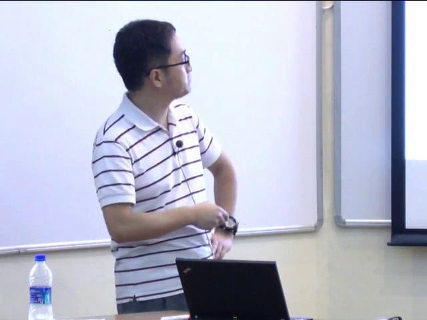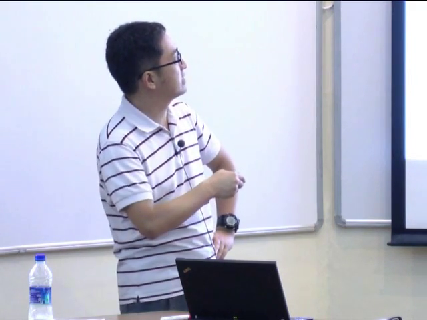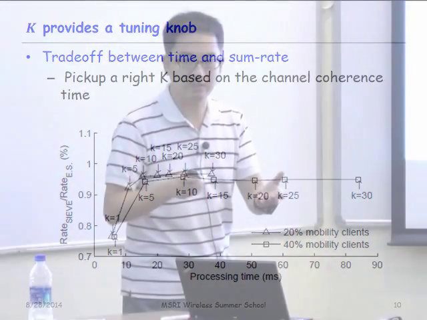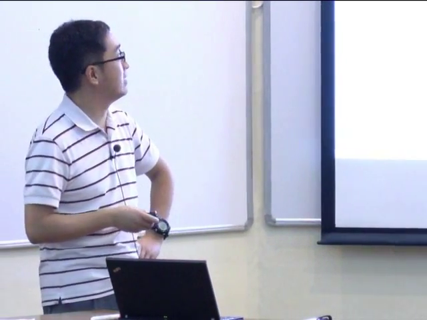Overall, this K provides us a tuning knob that controls the trade-off between how much computation you spend on finding a better group, and how suboptimal a group you can get. So it's basically a trade-off between the sum rate improvement and the computation complexity you spend on that.